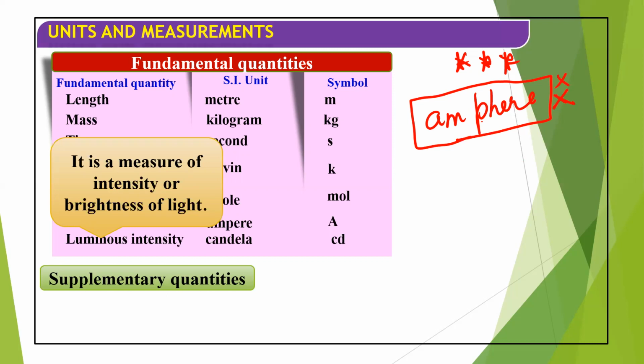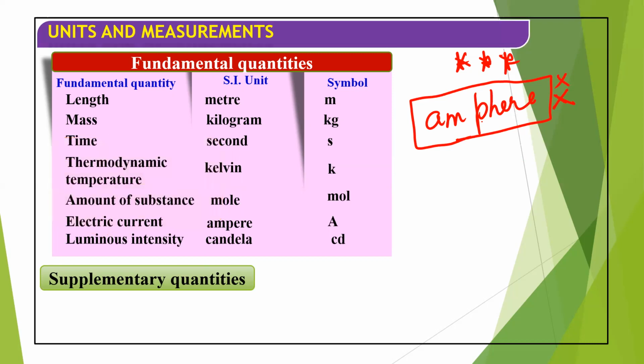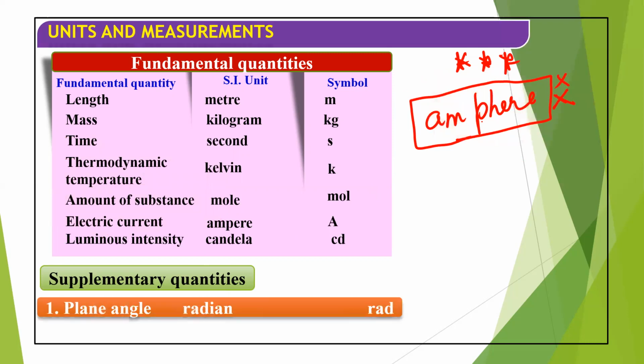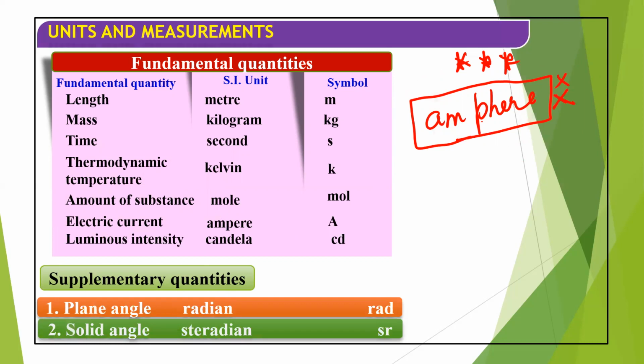With this, we have 2 supplementary quantities. That is nothing but we have plane angle, that is radian, the symbol is RAD, and we have solid angle, that is steradian, and the symbol is SR. So my dear student, this is a very, very important question. Mention the 7 fundamental quantities.